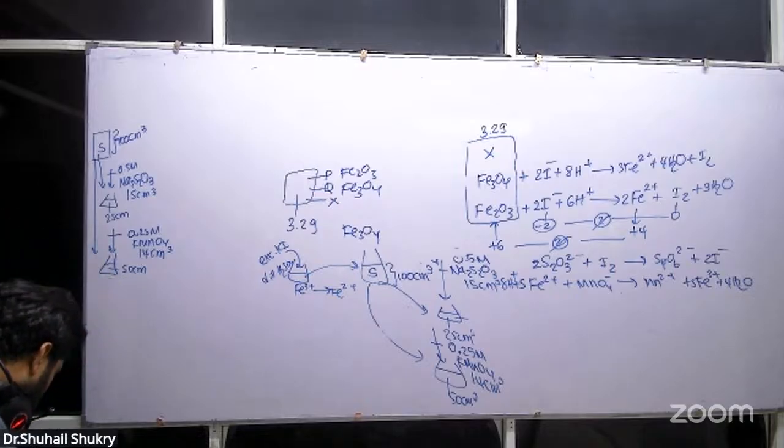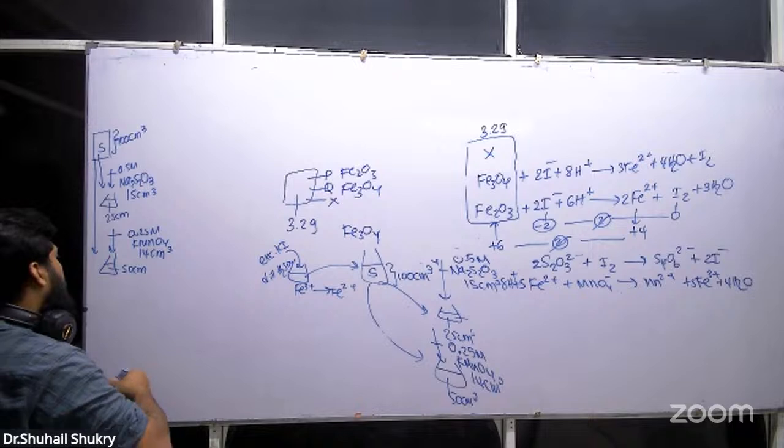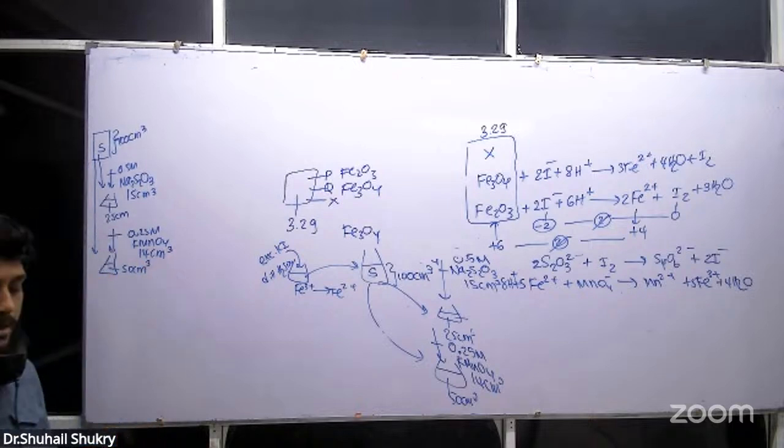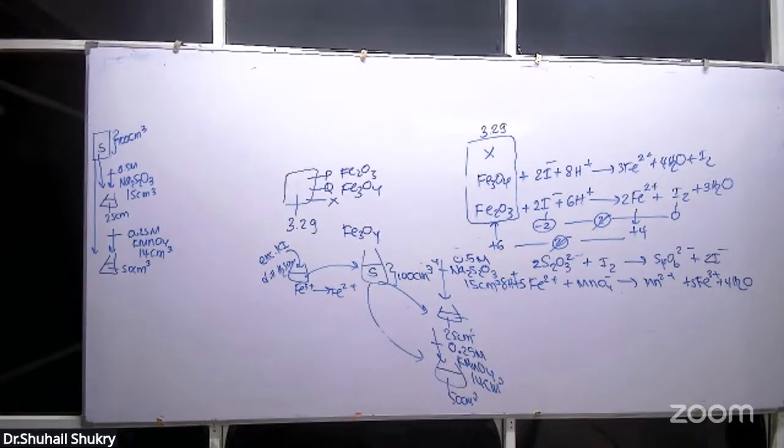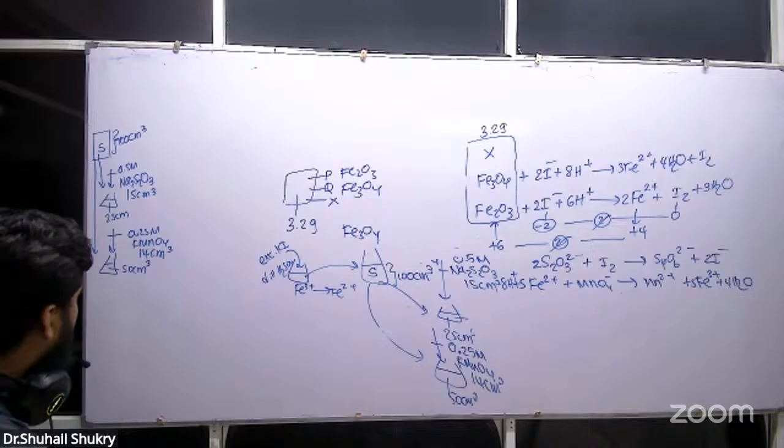Now, 50 centimeter cube. This is 0.5 M sodium thiosulfate, 15 centimeter cube. 0.25 M KMnO4, 14 centimeter cube. And this one is 25 centimeter cube.